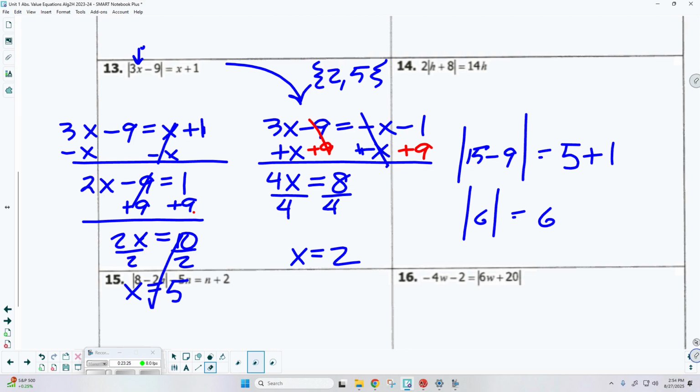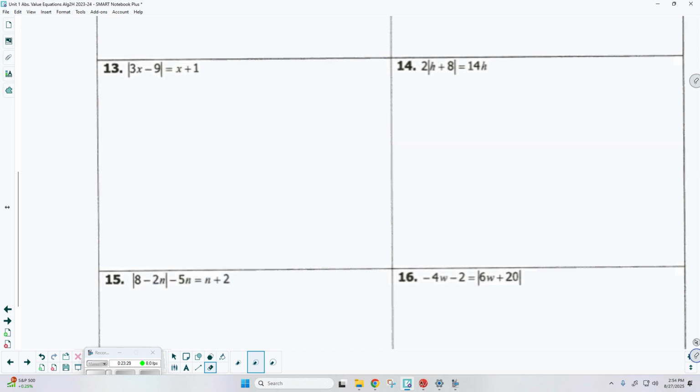Now, what's the only difference between 13 and this 14 right here? Is the absolute value already isolated? No, so you have to do that first, then it's exactly like number 13. Let me give you a couple of minutes. Go ahead and solve this one. And then I'm going to use the Wheel of Destiny. It's going to randomly pick somebody.